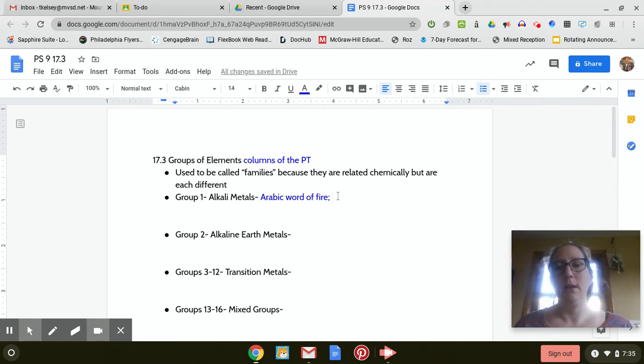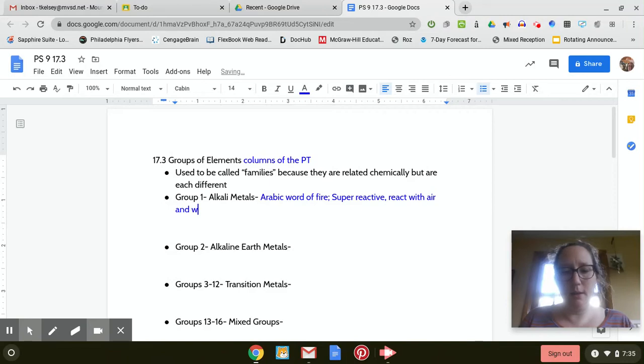These elements are really very reactive. They're super reactive. They react with air and water. They have one valence electron, and they're pretty much willing to do whatever it takes to get rid of it. If they get rid of their outer valence electron, the shell inside of it is full, and that's stable. So they react with pretty much anything they can get their hands on.